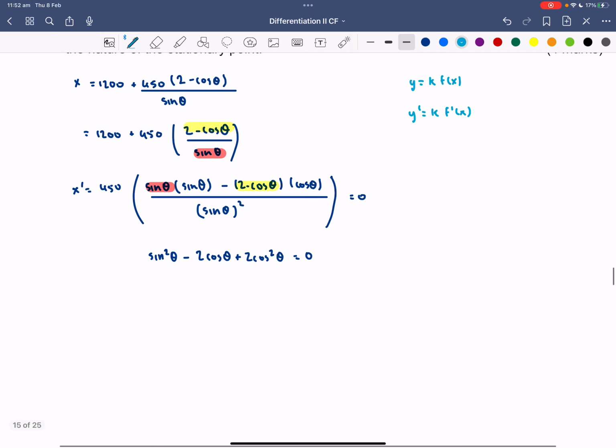Now again, we have to use an identity that we've learned earlier. We've learned that sine squared theta plus cos squared theta is 1. That means, now look, you have a cos squared, you have a sine squared, but then you have a cos. Now it's impossible to just change the cos.